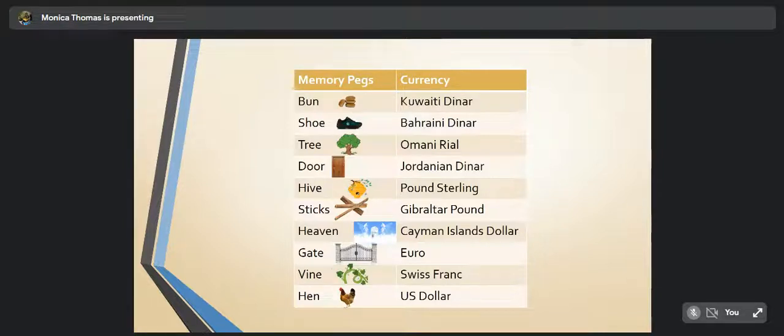Okay, so door is what? The handle of the door is made up of jar. We open, go inside and have dinner. It is Jordanian dinar. Five is hive, pound sterling.